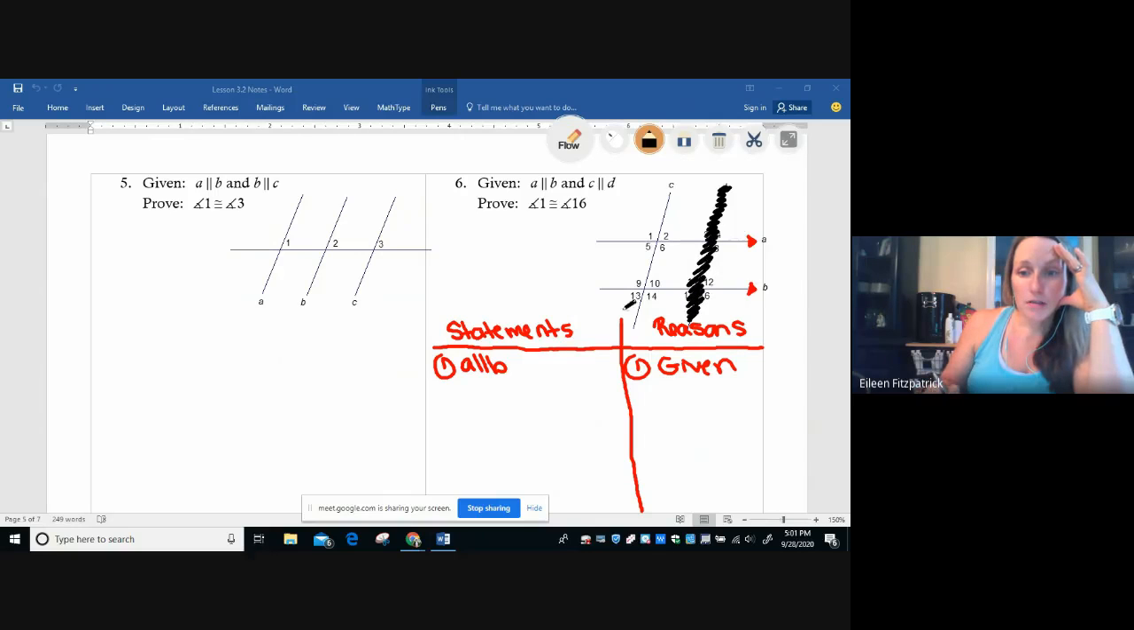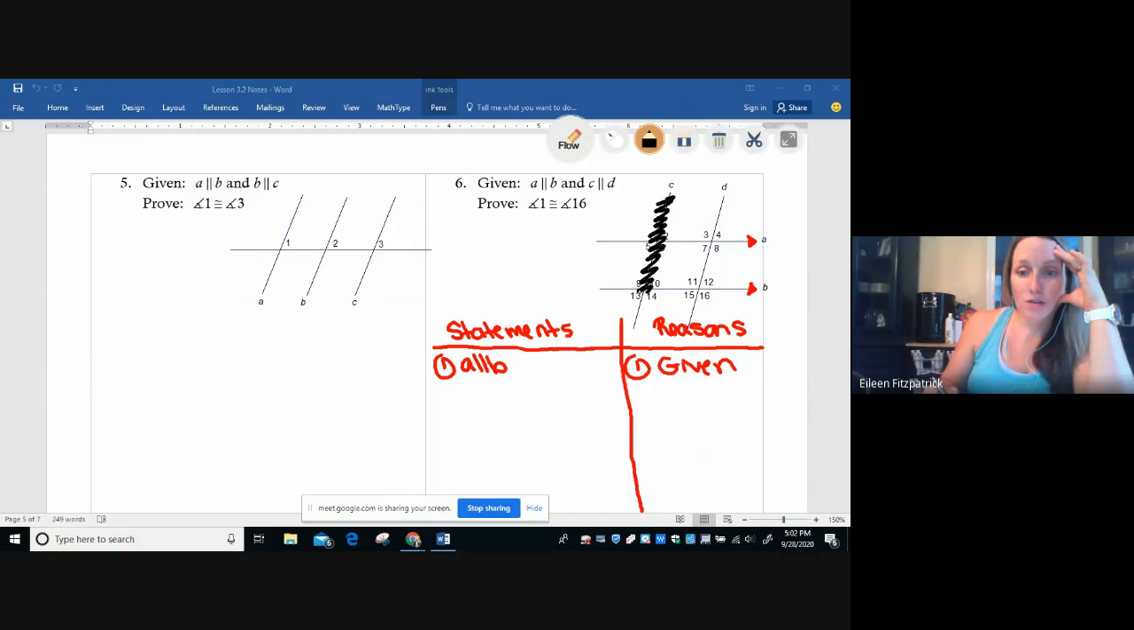If A is parallel to B and I look at C as my transversal, I could say things like 5 is congruent to 10, alternate interior angles. 6 is congruent to 9, alternate interior angles. 1 is congruent to 14. 2 is congruent to 13, right? 5 is congruent to 13. Lots of different relationships.